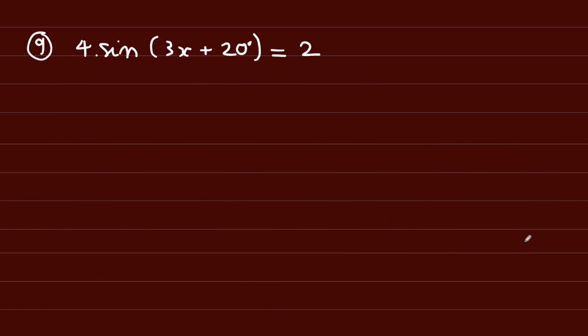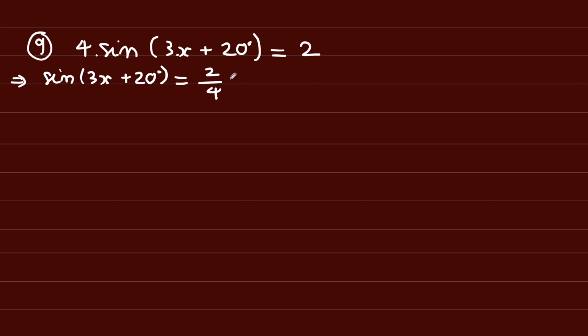Okay, practice more exercise like example 8. Question 9. 4 multiply sine of 3x plus 20 degree equal to 2. Okay, taking subject for sine, you got sine of 3x plus 20 degree equal to 2 over 4. After this step, we are successful in making sine the subject in this question.